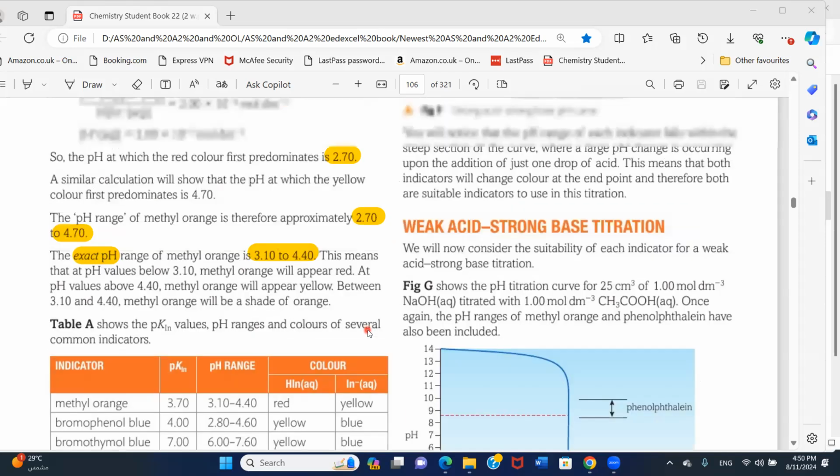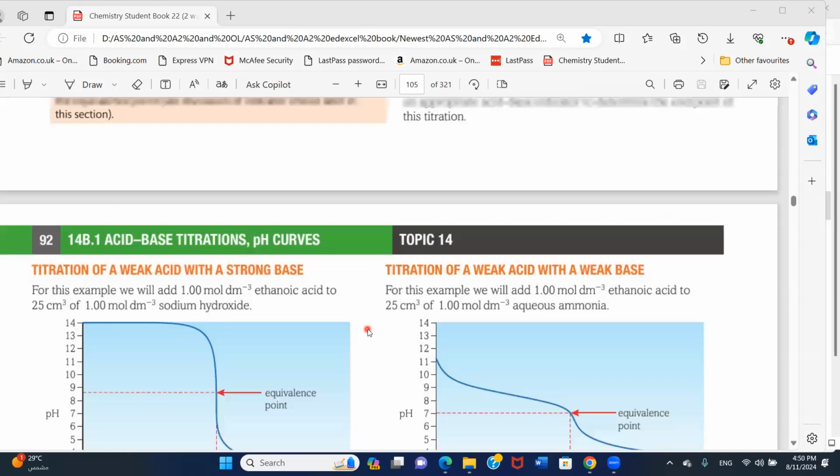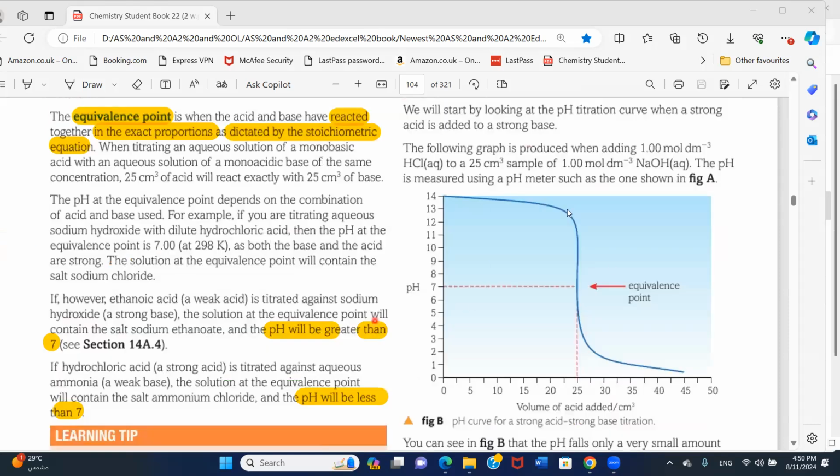Now, I want to show you once more the curves that we took today. And if you have any question, this is the pH curve of a strong acid with a strong base. You see that it changed gradually until the volume of 25. There was a sharp drop, after which the pH was between 0 and 1.